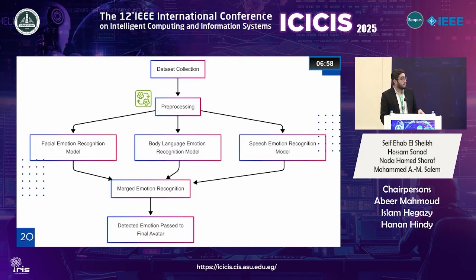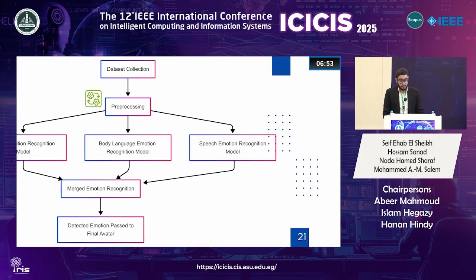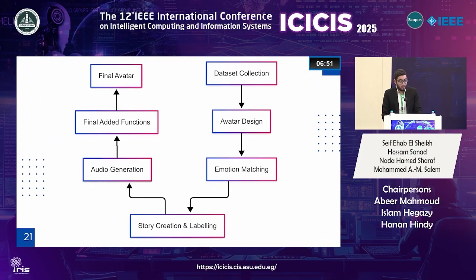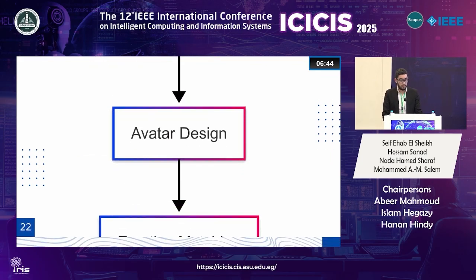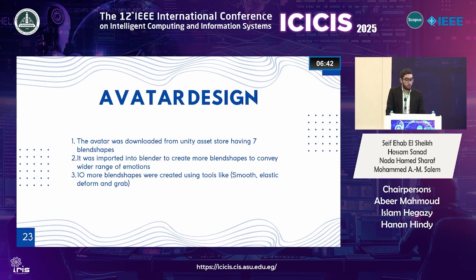However, the models didn't achieve the accuracy that we needed, so we shifted our focus in another direction. And this is a new block diagram for the workflow. We also started with the dataset collection, which didn't change, and then we moved to the avatar design. In the avatar design process, we started with an avatar downloaded from the Unity Asset Store that initially had 7 blend shapes. 7 blend shapes were not enough to convey the wide range of emotions we wanted, so I imported the avatar into Blender and created 10 more blend shapes using tools like Smooth, Elastic Deform, and Grab.